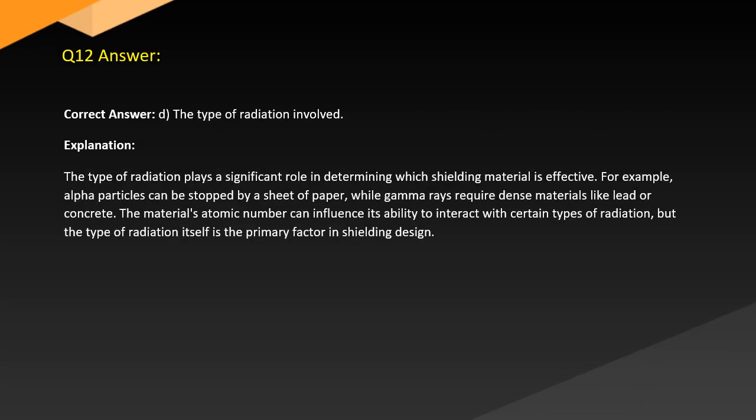Answer. Correct answer: D. The type of radiation involved. Explanation. The type of radiation plays a significant role in determining which shielding material is effective. For example, alpha particles can be stopped by a sheet of paper, while gamma rays require dense materials like lead or concrete. The material's atomic number can influence its ability to interact with certain types of radiation, but the type of radiation itself is the primary factor in shielding design.